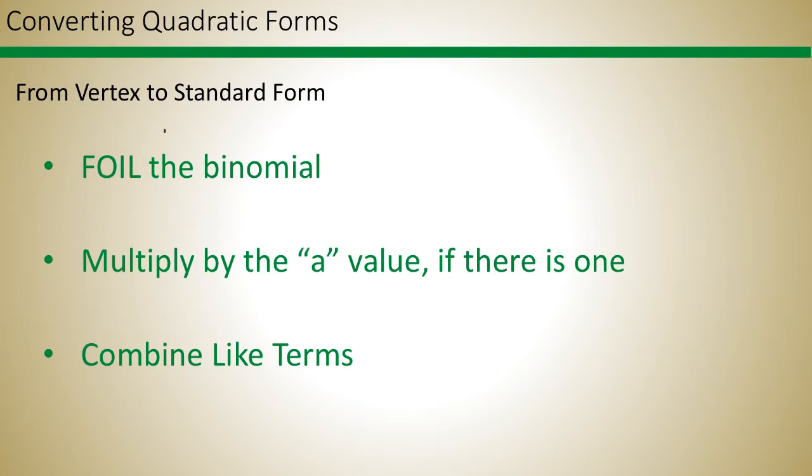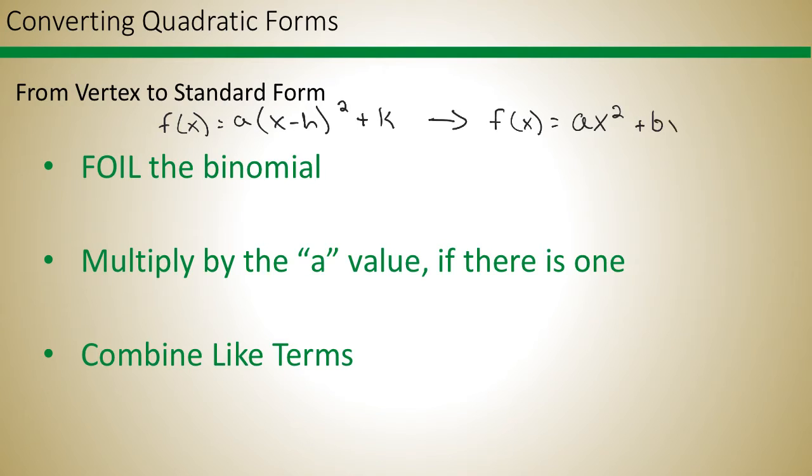So here's vertex form. f of x is equal to a times x minus h squared plus k. And then standard form is this: f of x is equal to a x squared plus bx plus c. So those are our two forms.